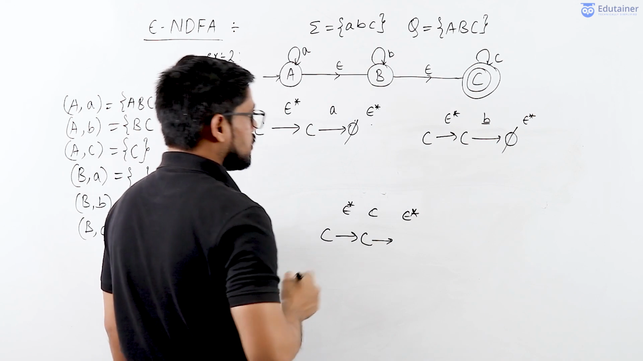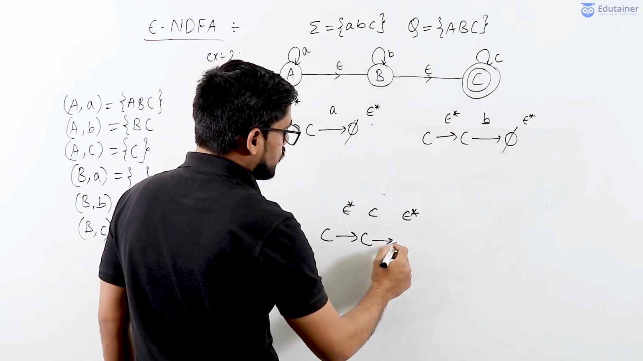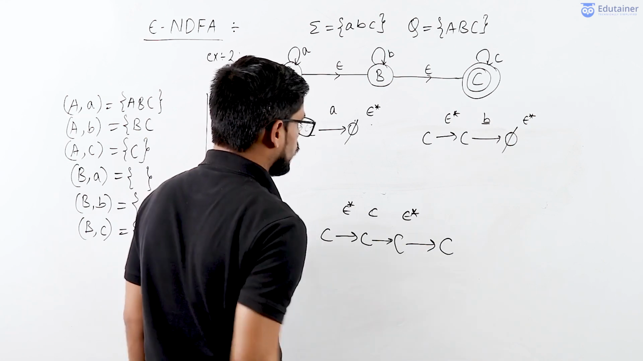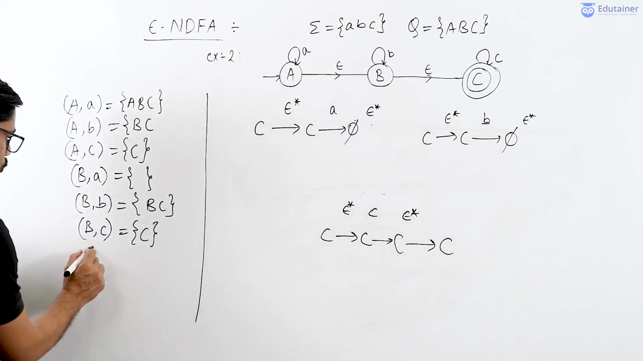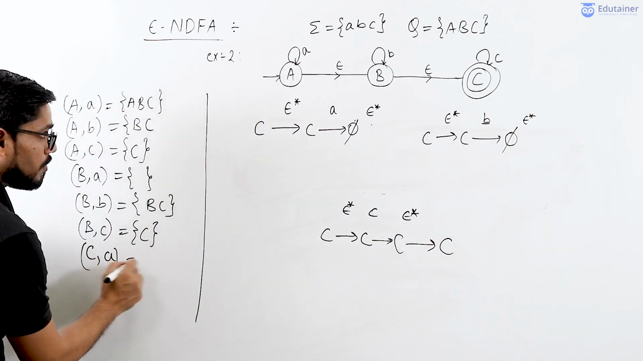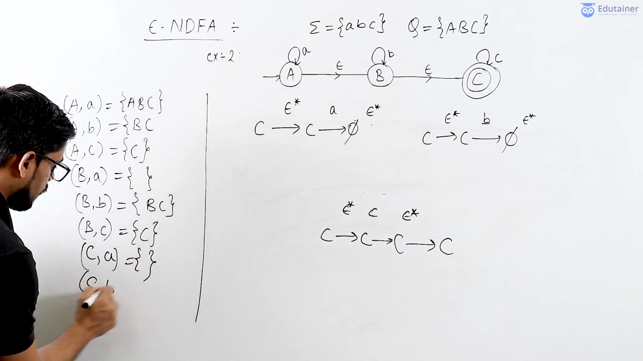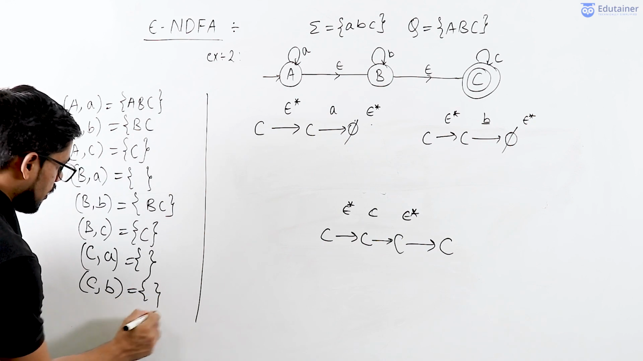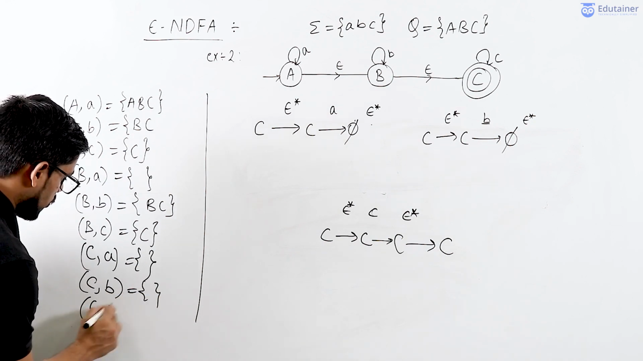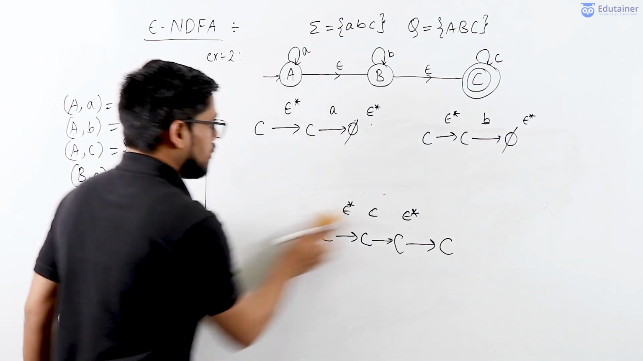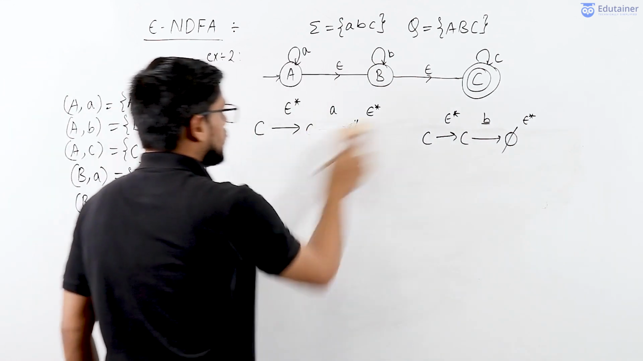C on c, yes, there is a move defined here. So C on c will go to capital C itself, and C on epsilon star will go to capital C. So the move for C on a will be nothing. The move for C on b, nothing. And the move for C on small c is capital C. Okay, so all the states are over.